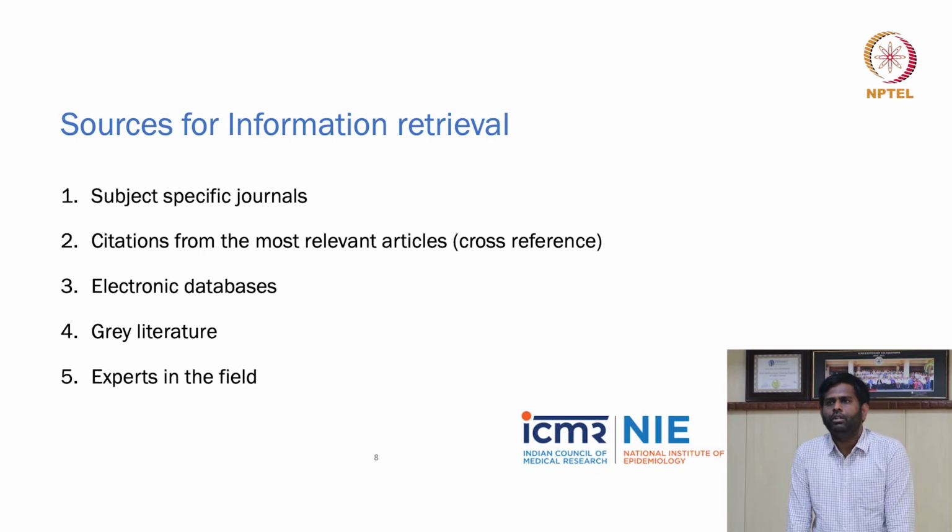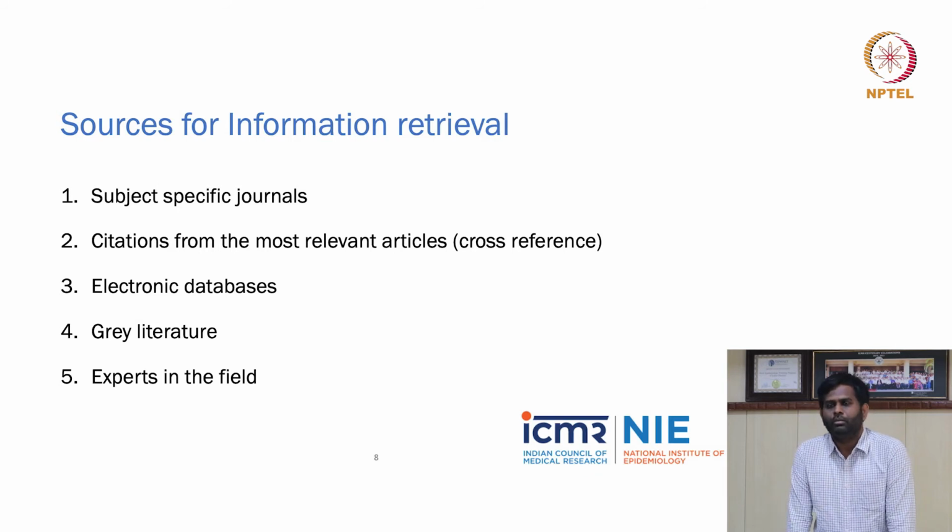Or let's say I get a number of key articles which directly reflect my research question. I would go through the bibliography or the references given in those articles, and then go back and look for the articles from the reference section. This is called cross-referencing. So I would get relevant articles from the key articles which I obtained from the initial search.